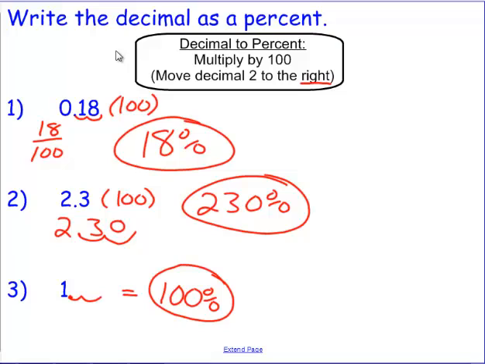Now, if this is super simple, then it's going to be even simpler the next way. I'm going to have you write percents as decimals. So if I give you a percent and I want to make it into a decimal, what do you think you're going to do? 2 places to the left.